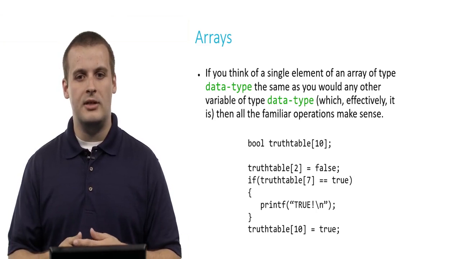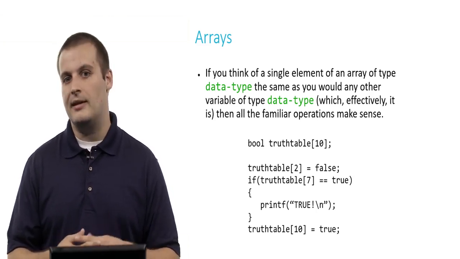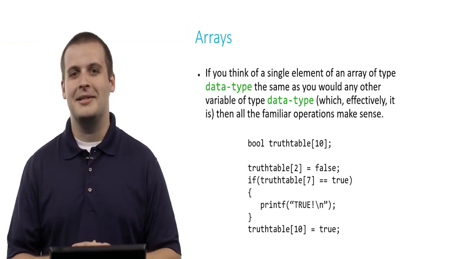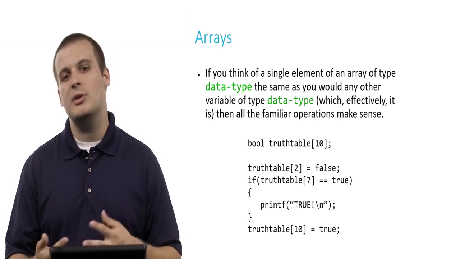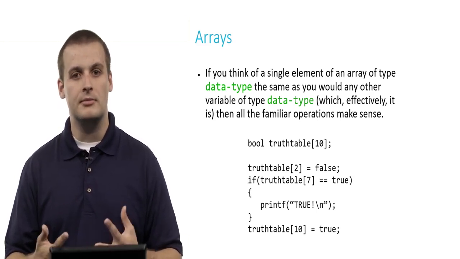If truth table[7] == true, which is to say, if the 8th element of truth table is true, maybe we want to print a message to the user, printf true.